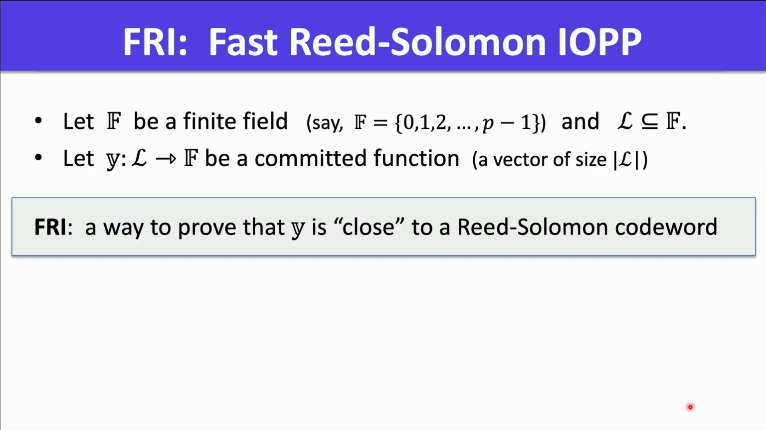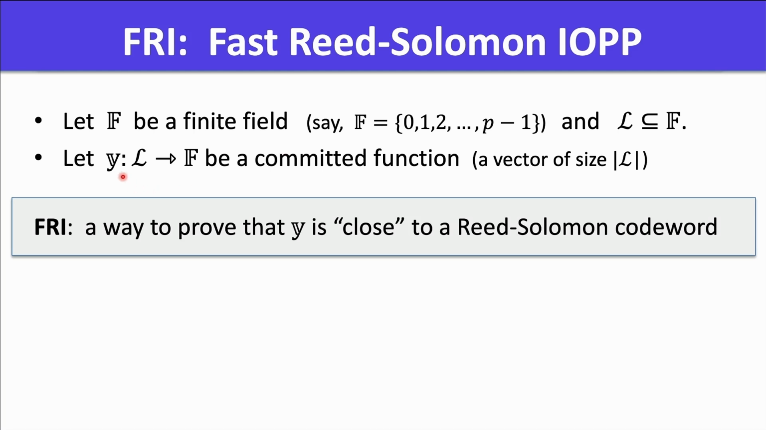So what is FRI? FRI basically stands for Fast Reed-Solomon IOP of Proximity. So what does that mean? Let's fix a finite field F. Let's say we pick some prime p, and the finite field will just be the numbers 0, 1, 2 up to p minus 1, where addition and multiplication are done modulo this prime. And let L be some subset of the field.